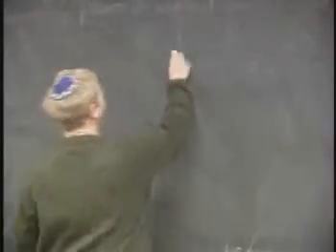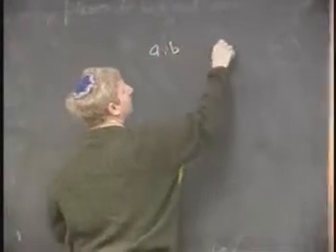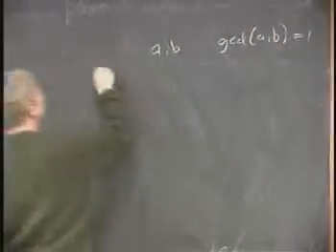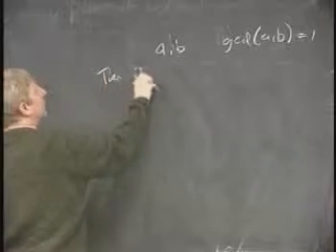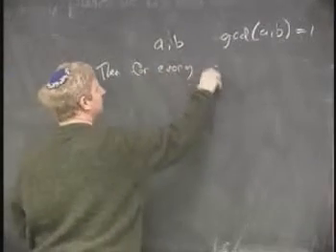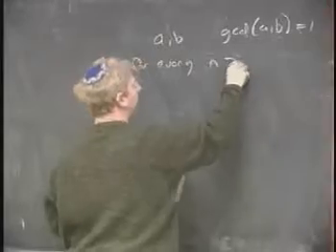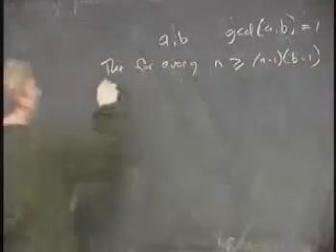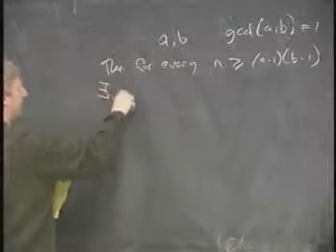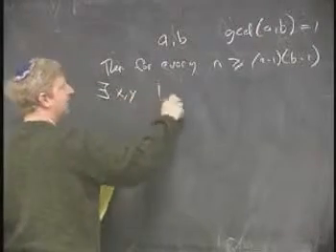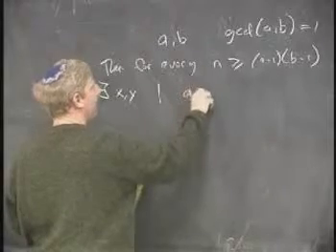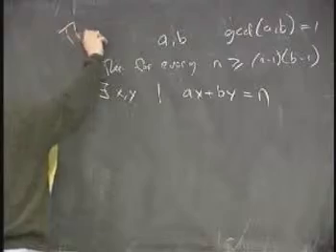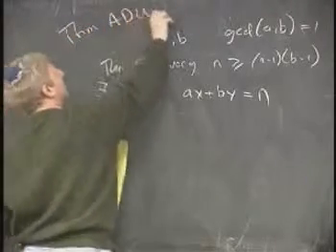So let me write the theorem out. If you're given a and b, where the GCD of a and b is 1, then for every n bigger or equal to (a minus 1) times (b minus 1), there exists an x and a y such that ax plus by equals n. We'll call this the Postage Stamp theorem.